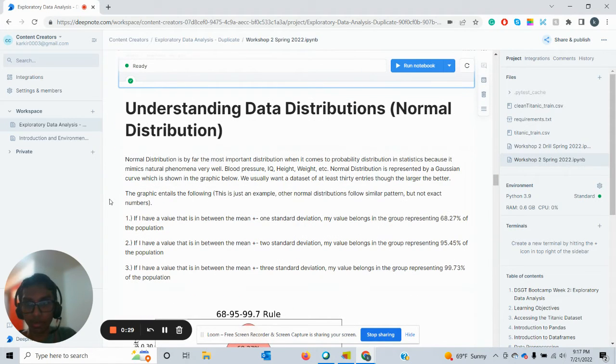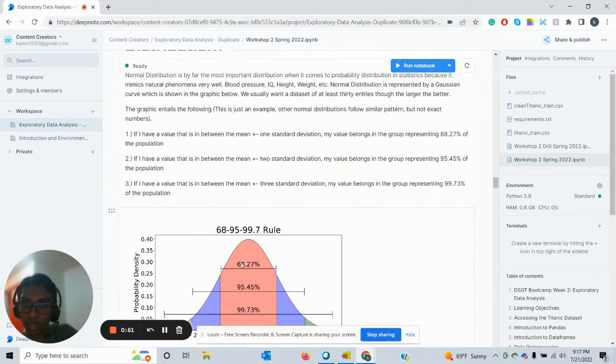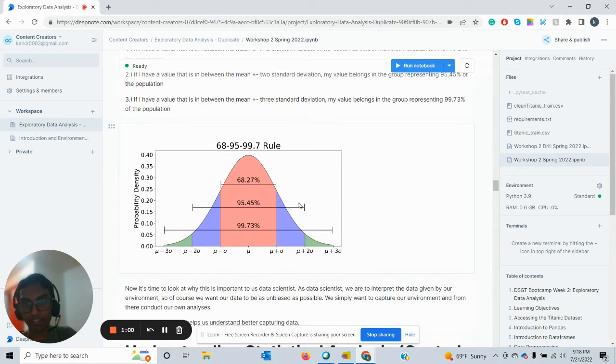One thing that's important to understand is the idea of a distribution, right? So how is your data distributed? And one of the most popular distributions in statistics is the normal distribution. A normal distribution appears in a lot of places. For example, you can think about blood pressure, IQ, height, weight, etc. These things generally follow a normal distribution, and it's represented by what's called a Gaussian curve. And it's shown in this graphic below, right? Normal distributions tend to mimic phenomena very well, and you see them pretty much everywhere, right? So this is what the graphic entails.